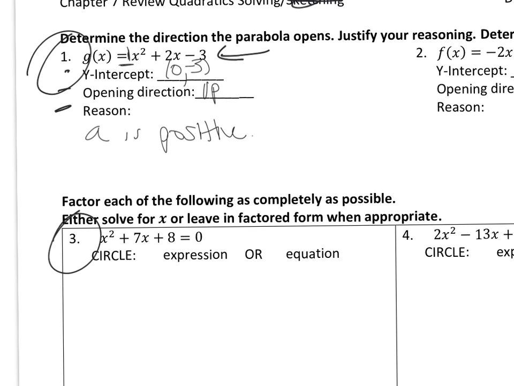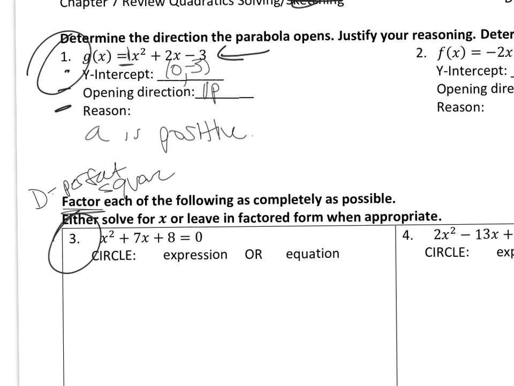Okay? Next what you're going to do is for the rest of the questions, you're going to factor each of the following as completely as possible. Now if it says that it's factorable, that means that the discriminant is a perfect square. Okay, so we do not have to check for these questions. Okay? It is a perfect square. So what that means on your notes is that you can start right on a times c. Okay? Then it says either solve for x or leave in factored form when appropriate.